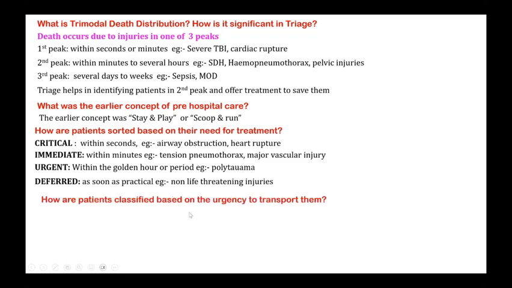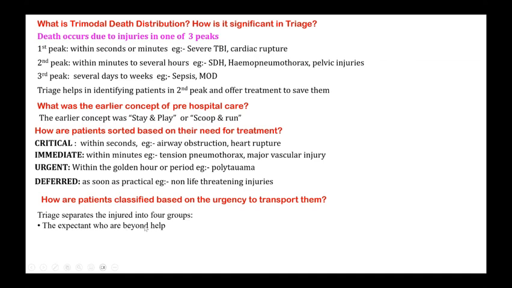So how are patients classified based on the urgency to transport them? So this is for the treatment. To whom has to be transported? Again, it is classified into four groups. The expectant, who are beyond help, you don't transport them immediately. That is, for example, he is almost on the verge of death.